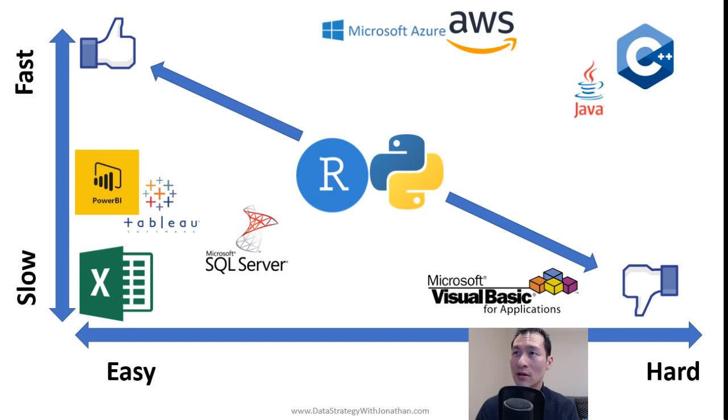We've got things like Microsoft Azure and AWS. Now, these are kind of interesting. I've put them around about here on this little graph because they're sort of faster than things like Java and C++, but they're faster in different types of ways. C++ and Java can do their processing very, very quickly, right? If you write the code well, you can process things very quickly.